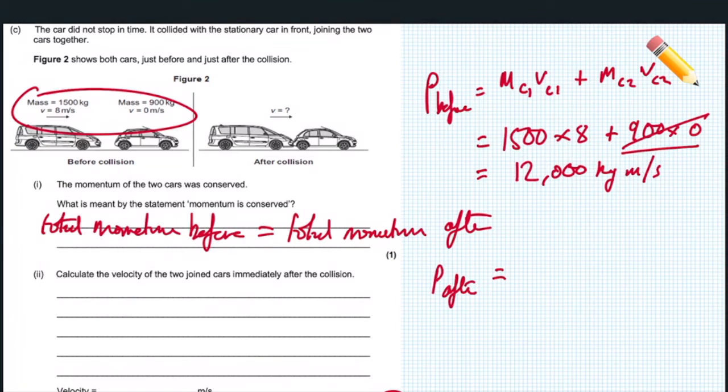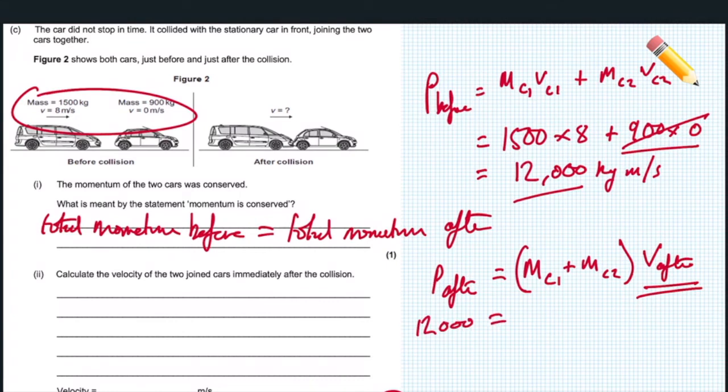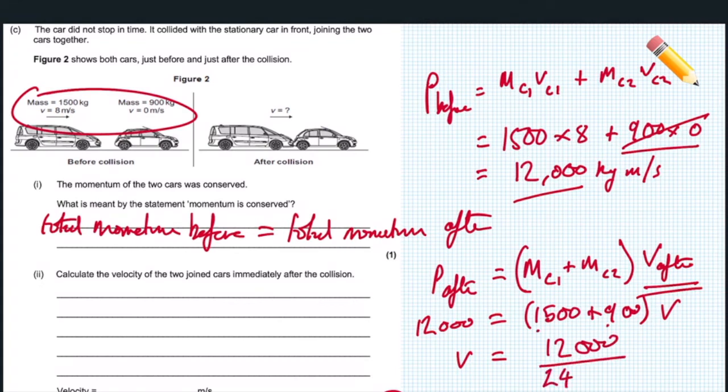So the momentum after will equal the mass of car 1 plus the mass of car 2. We're going to multiply all of that by the velocity after. So V after is what we're looking for. So we need to fill in the other numbers. Well, the momentum after is the same as the momentum before. So 12,000 equals the mass of the two cars, which is 1,500 plus 900, times the velocity. Let's switch this around, so we've got V on this side. 12,000 divided by 1,500 plus 900, which is 2,400. We get 5 meters per second. And that is our answer.